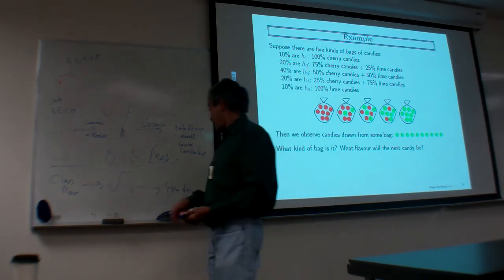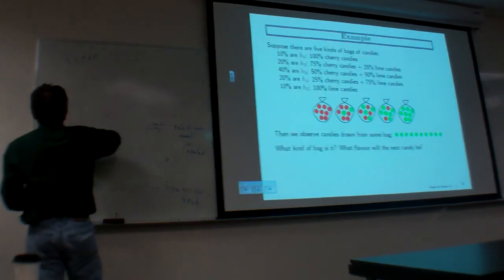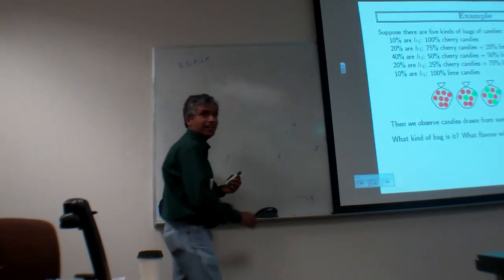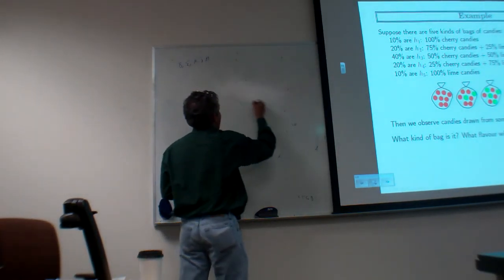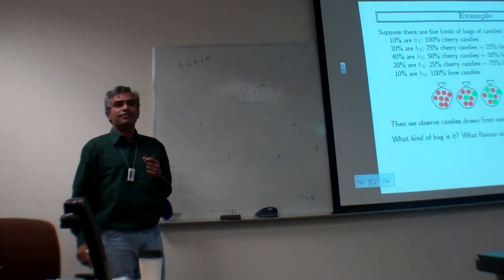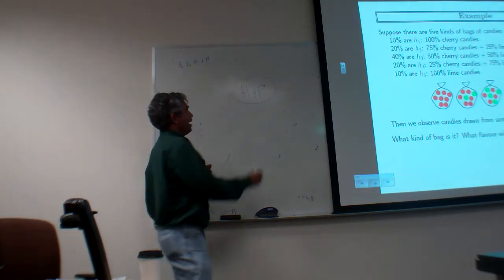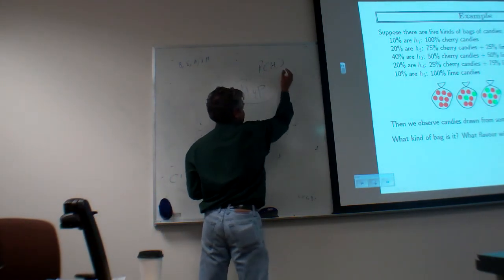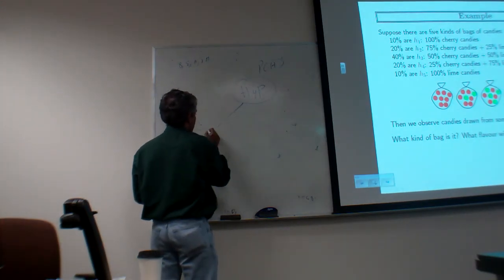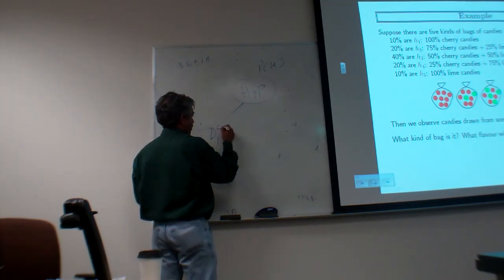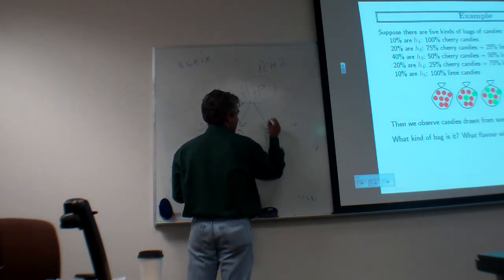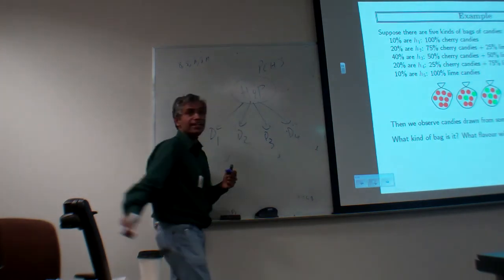What's interesting is that once you think in terms of Bayes networks, then everything is a Bayes network. Basically, I now have a hypothesis node, and it has P of H, the prior probability on the hypothesis. Then this hypothesis node causes D1, the first candy, D2, the second candy, D3, the third candy, D4, the fourth candy, and so on.